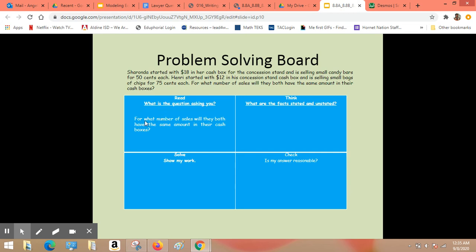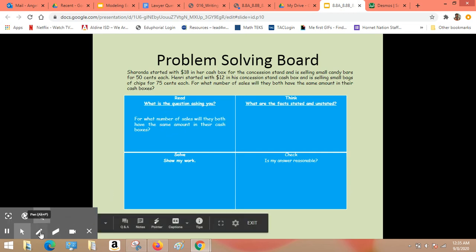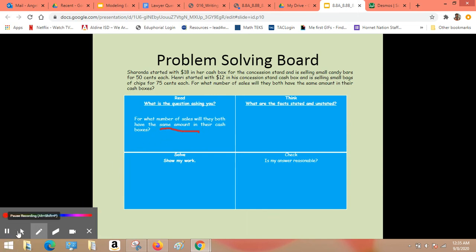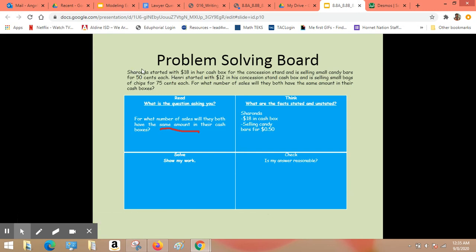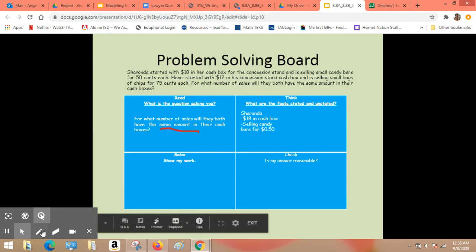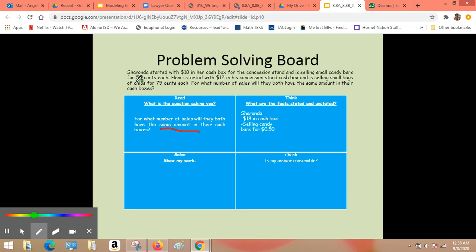So what is my question asking me? It says, for what number of sales will they both have the same amount in their cash box? So what is the same amount in their cash boxes? Okay, next one. What are the stated facts and unstated? So Sharonda started with $18. So we're going to highlight everything: Sharonda with $18 in her cash box and is selling candy bars at 50 cents each. Okay, so that's Sharonda's part.